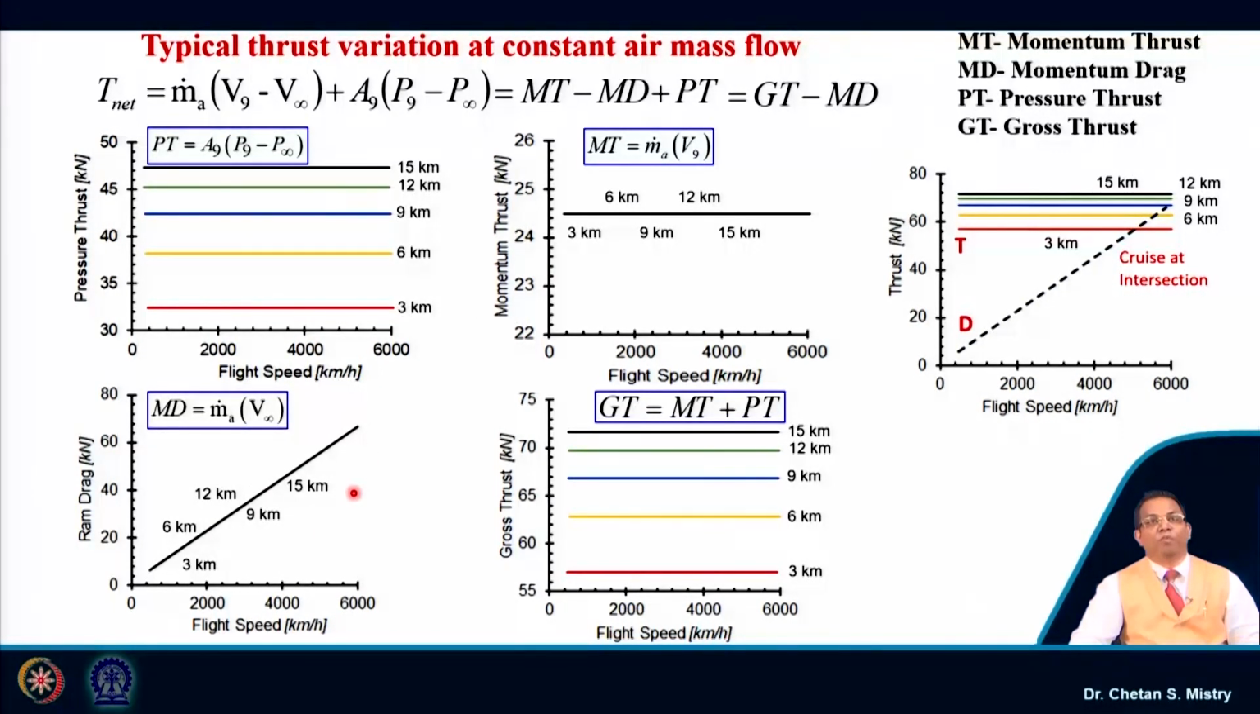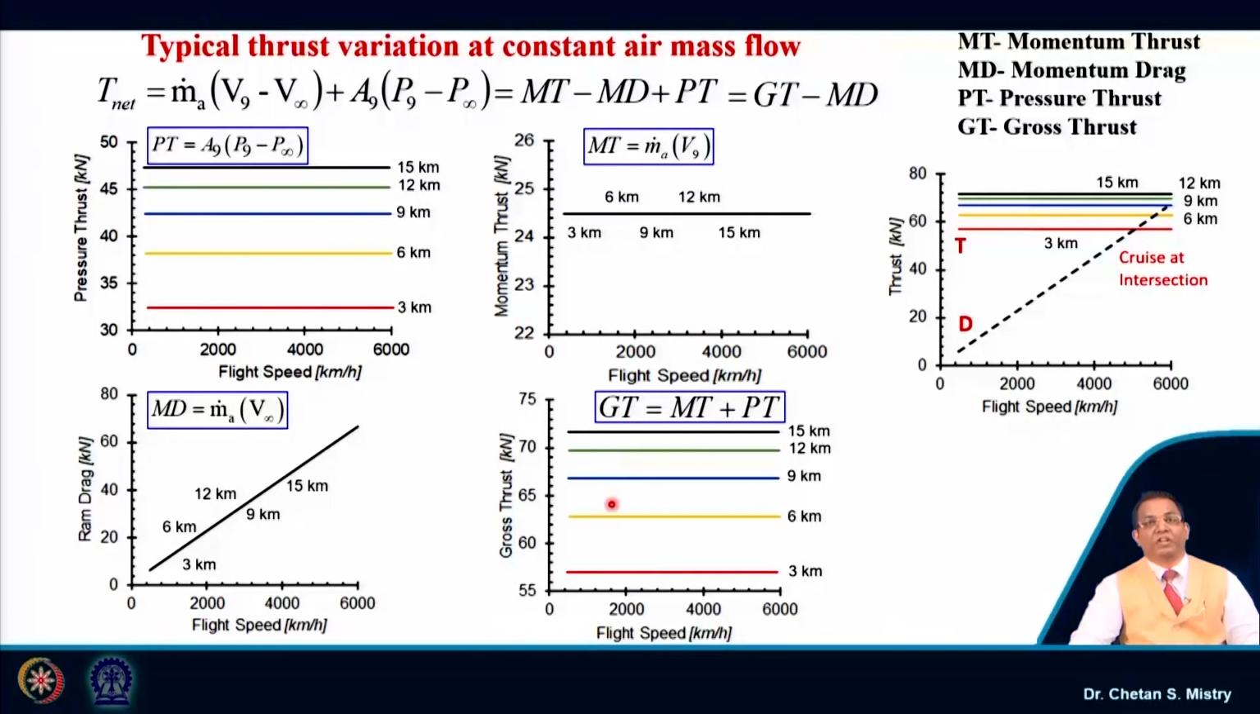In the case of the momentum drag or the ram drag, we can see it is directly related to my flight speed, and that is why it gives a linear relation between the momentum drag and my flight speed for different altitudes. Now, the gross thrust we have discussed is the summation of momentum thrust and pressure thrust, as represented here.